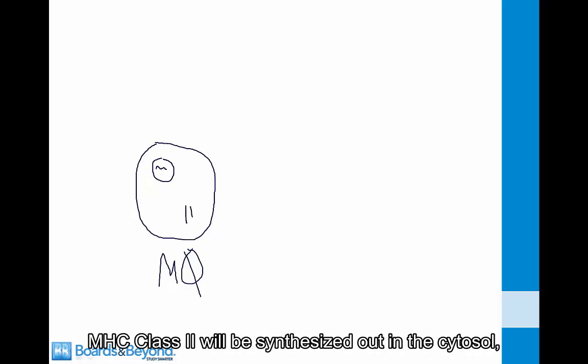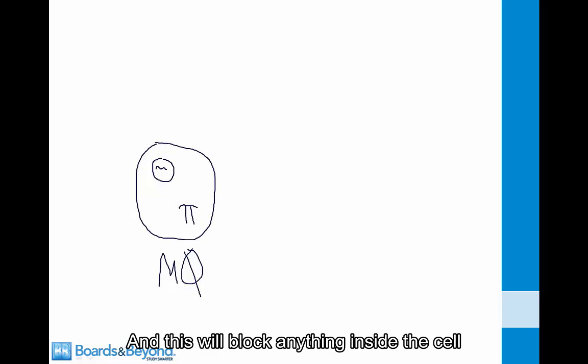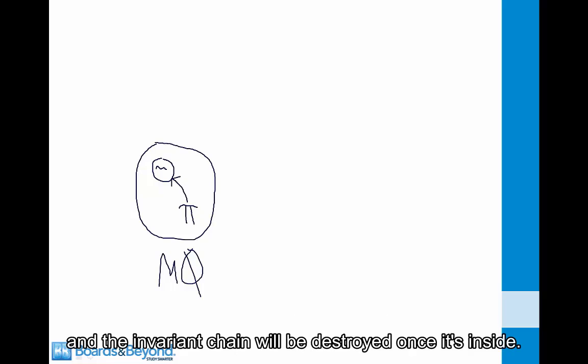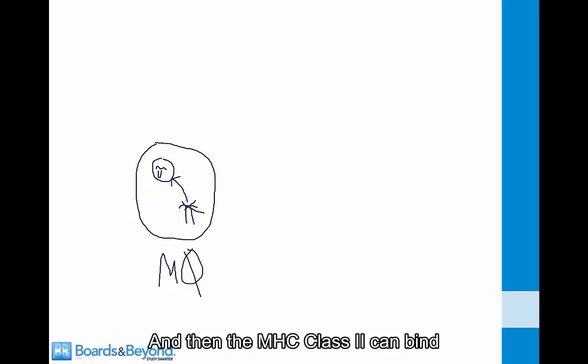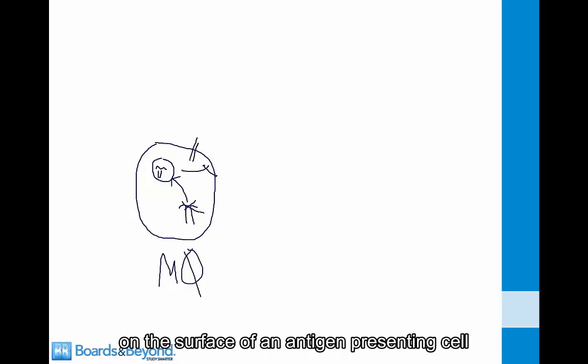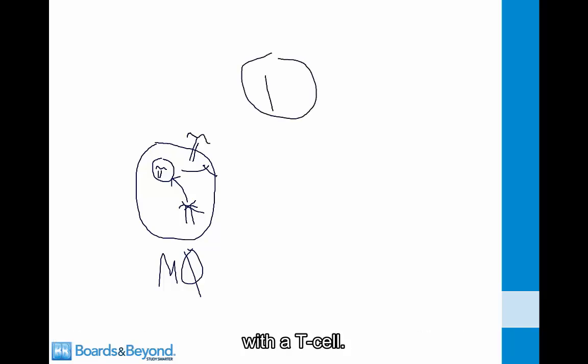MHC class II will be synthesized out in the cytosol, but a molecule will be placed on its surface called the invariant chain, and this will block anything inside the cell from getting into the binding groove of MHC class II. The class II molecule will then merge into the phagosome-lysosome, and the invariant chain will be destroyed once it's inside, and then the MHC class II can bind to some of these protein antigens. It can then go to the surface, and you will get MHC class II on the surface of an antigen-presenting cell with a peptide fragment, and that is now capable of reacting with a T cell.